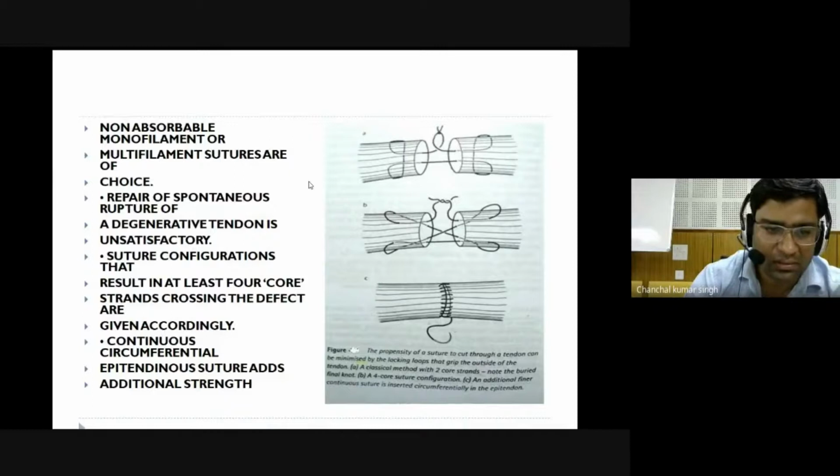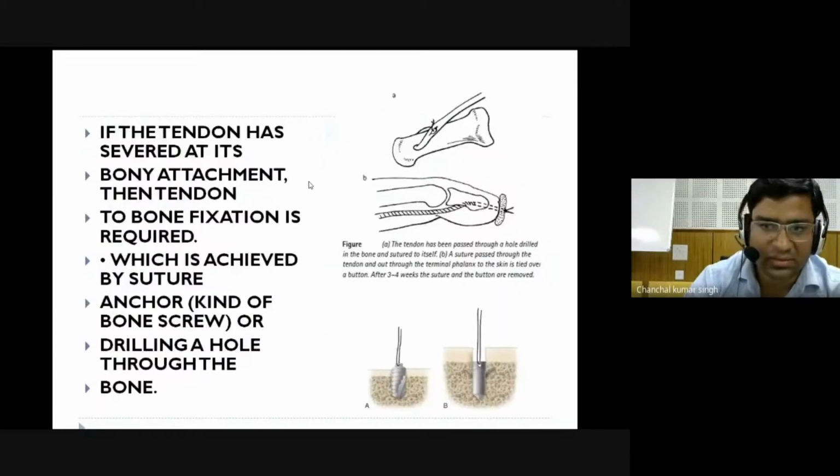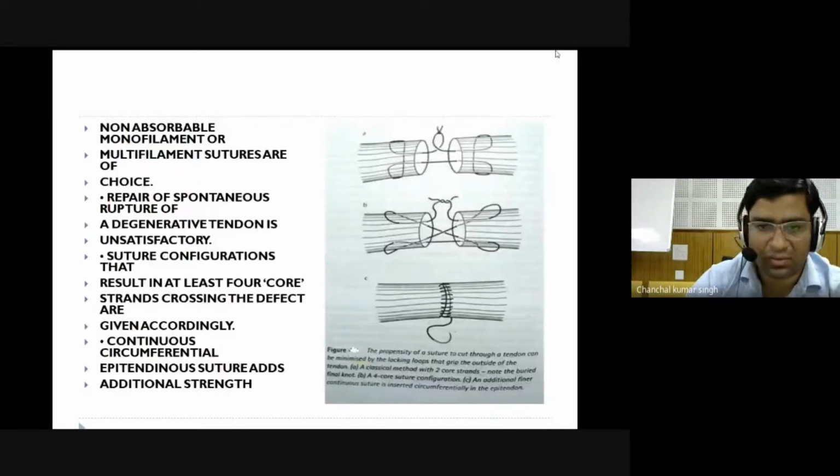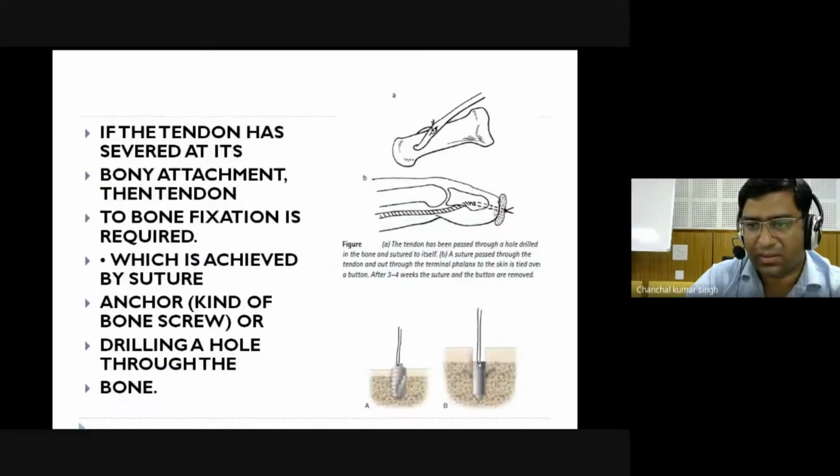So these are different suture techniques. If you have avulsion, you are going to fix it from the bony attachment. Then there are various techniques. This is a button technique here, where you take the tendon through the suture and fix it through the button on the skin surface. Later, you just pull the suture off and cut it from here, and there is a fibroelastic tissue forming here at the bone and the tendon site.